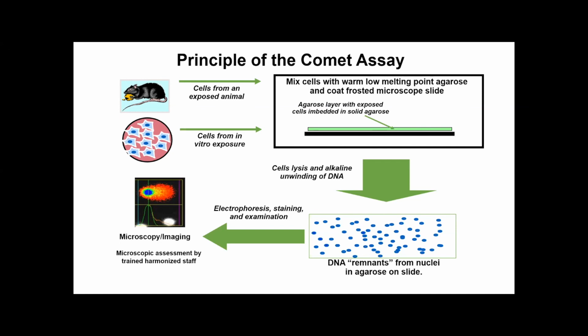We also have used a sieve. And the idea is to be able to make a single cell suspension from that tissue, brain, liver, single cell suspension. You take that, you mix that with agarose, and you put it on a slide. So now you have cells in agarose on a slide. You do cell lysis, get rid of all the cell debris, unwind the DNA, and what remains is little DNA balls from the nuclei embedded in the agarose that are remnants from a cell. So you have little nuclear DNA sitting in agarose, and then you do electrophoresis.